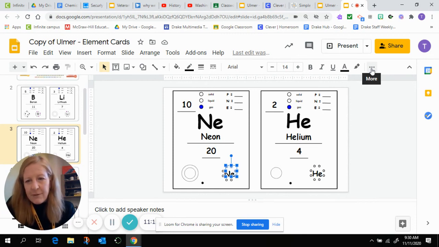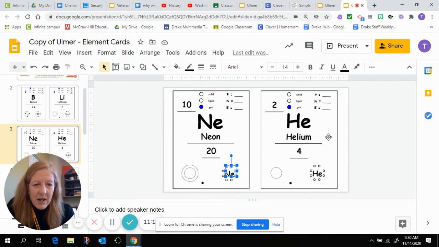Once you've completed that for all of the elements on the left-hand side, you can come back and do the right-hand side for extra credit. If you're interested in completing the right-hand side, that would be extra credit for you.